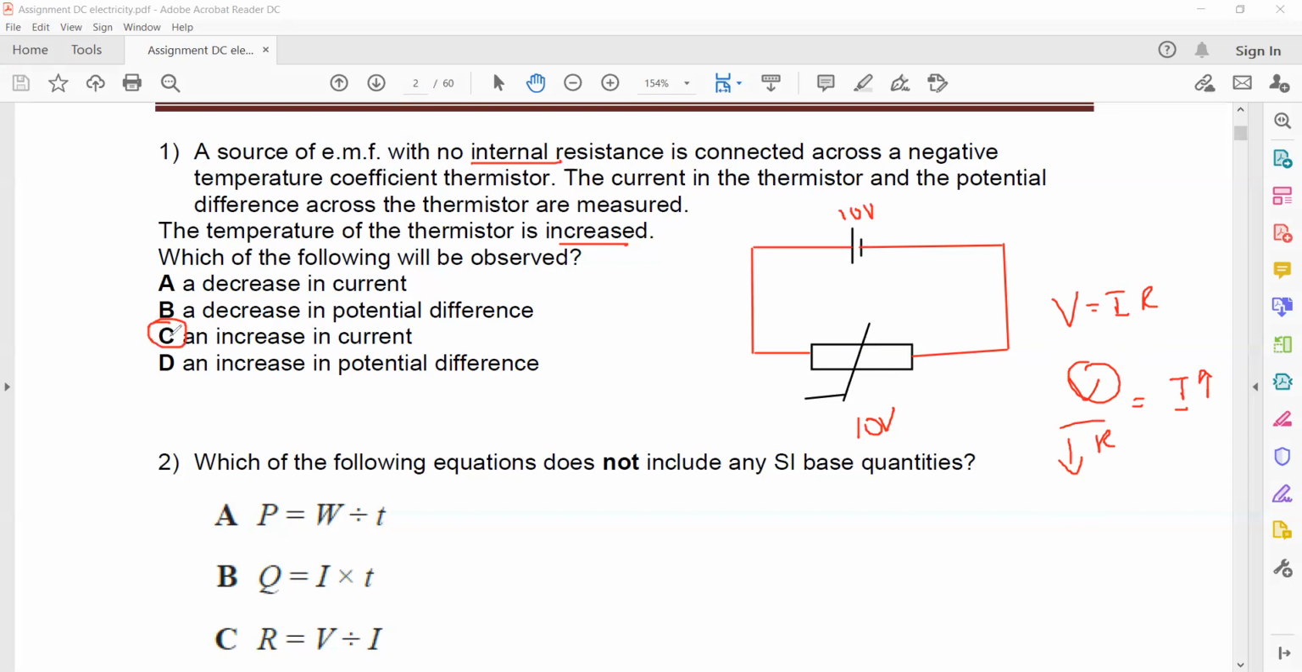The potential would change if there was another component and it was used as a potential divider circuit. But right now there's only one component, so the voltage of the supply will always be the same as the voltage across the thermistor because they are connected in parallel to each other.